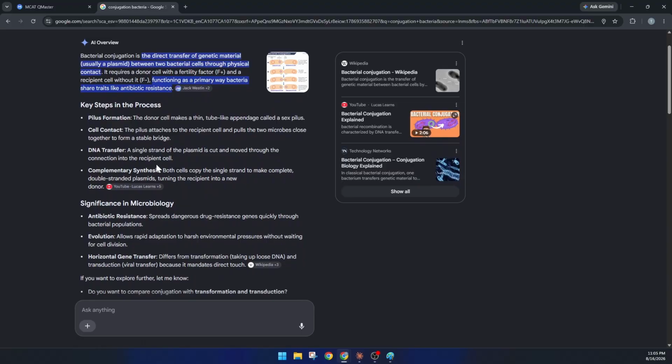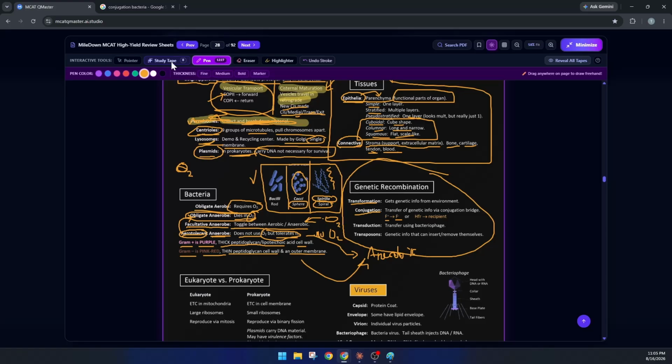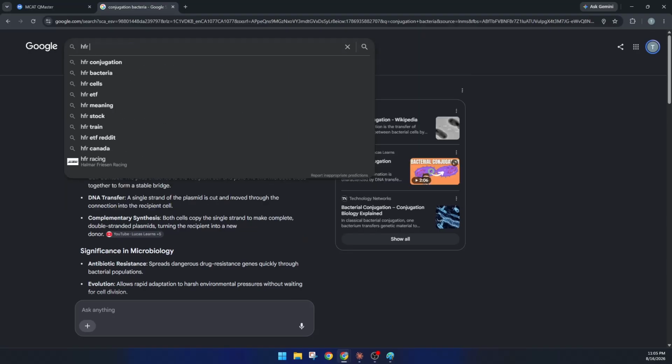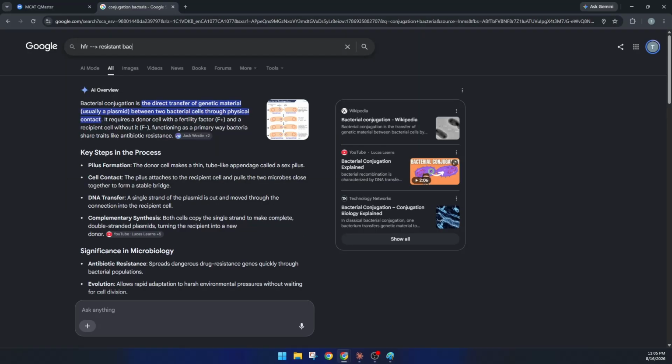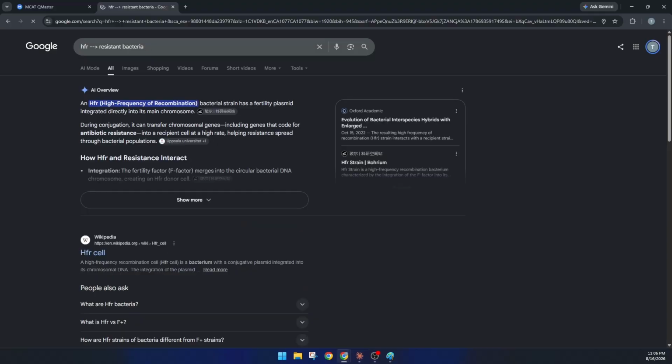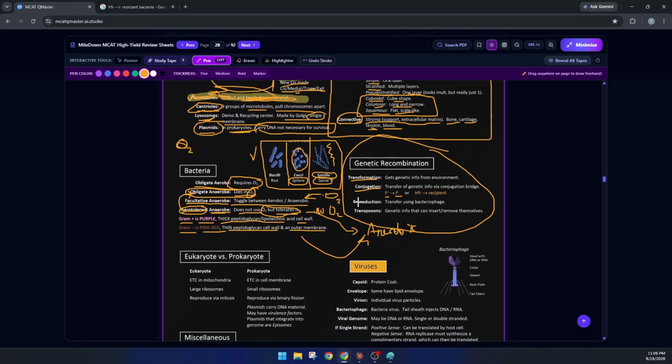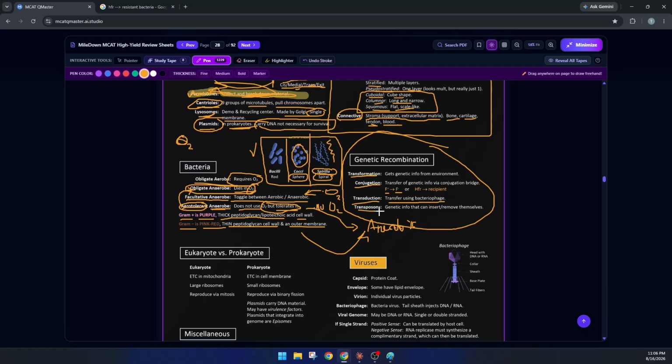So yeah. Or Hfr, to resistant bacteria. So basically, this is high frequency recombination. Bacteria's name has fertility plasmid integrated into the main chromosome. Alright, so transduction is a transfer using bacteriophage. Transposons is genetic info that can insert or remove themselves.